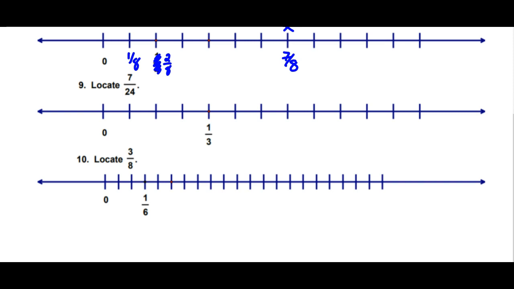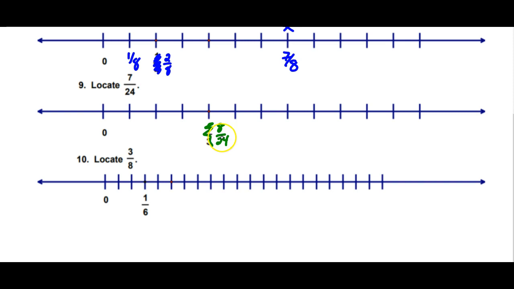So for number 9, we've got a third right here. We want to know where the 7/24 is. So I'm going to convert the 1/3 into 24ths. So that would mean I have to multiply top and bottom by 8. And that means that 1/3 is the same thing as 8 over 24. So let's rewrite that. 8 over 24.